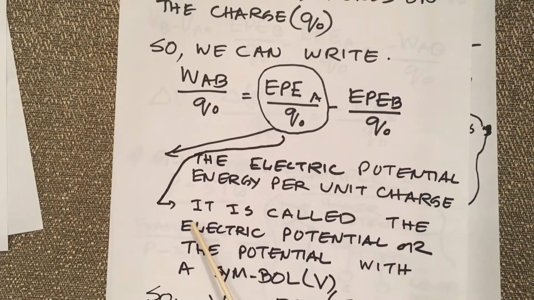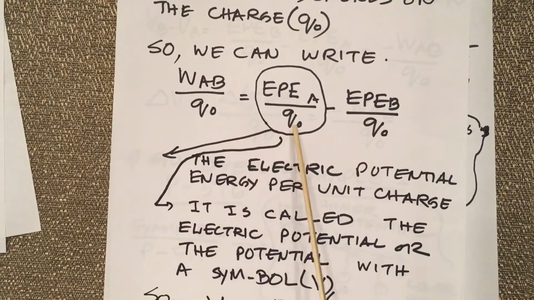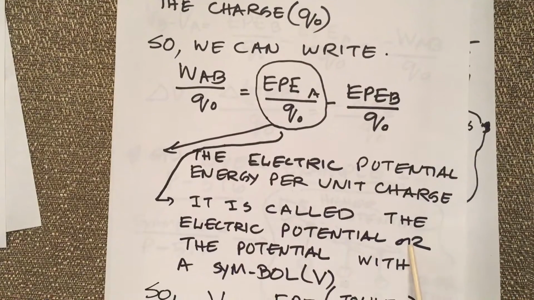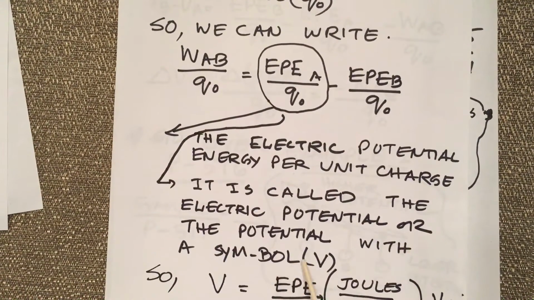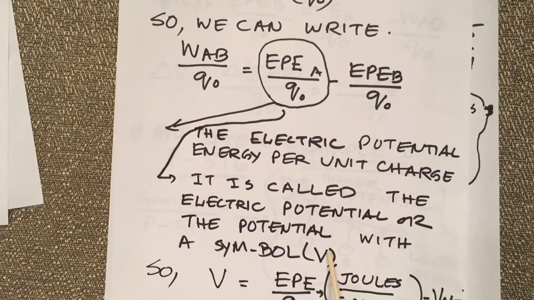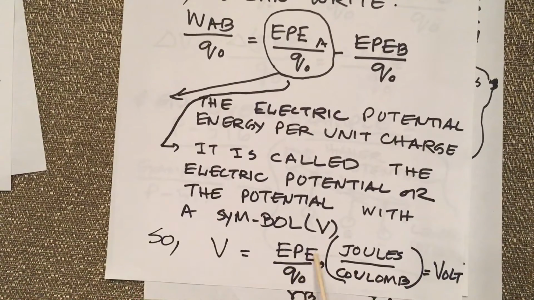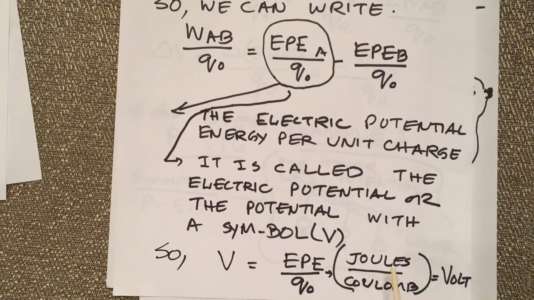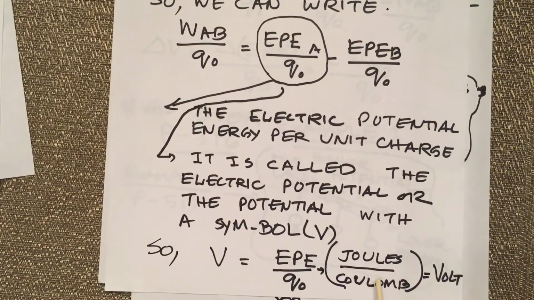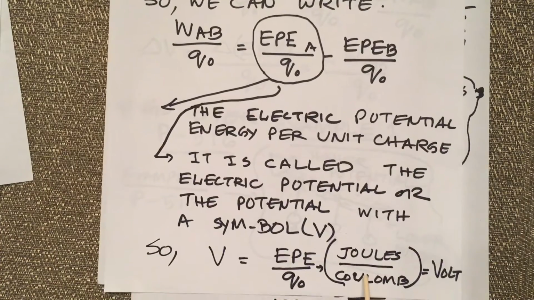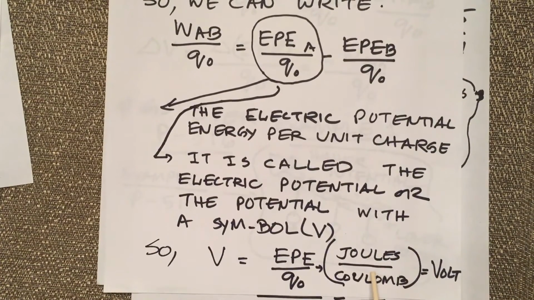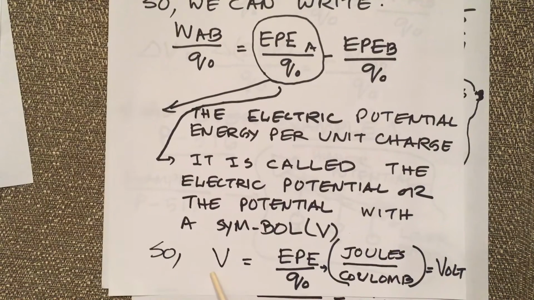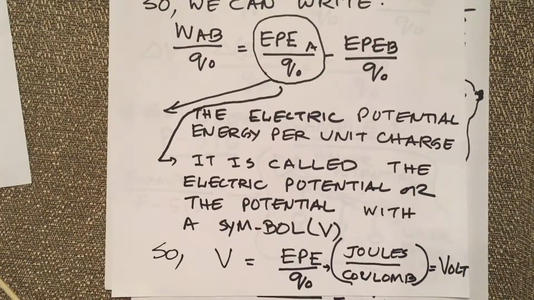I'm sorry. This is called the first factor, as you see in the circle, called the electrical potential, or the potential with the symbol V, and V is defined to be electrical potential energy divided by the total charge. The units: joules divided by coulombs will give you volts. That's the unit for the electric potential.